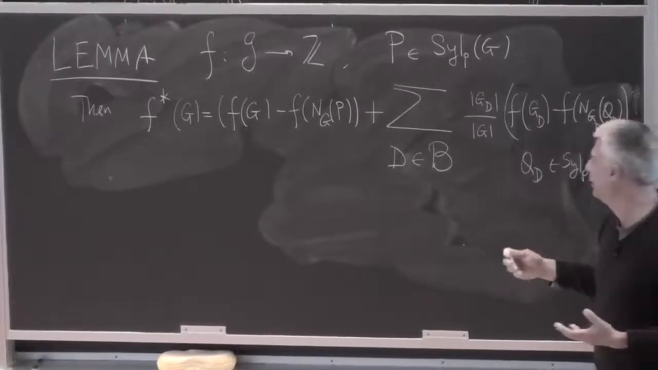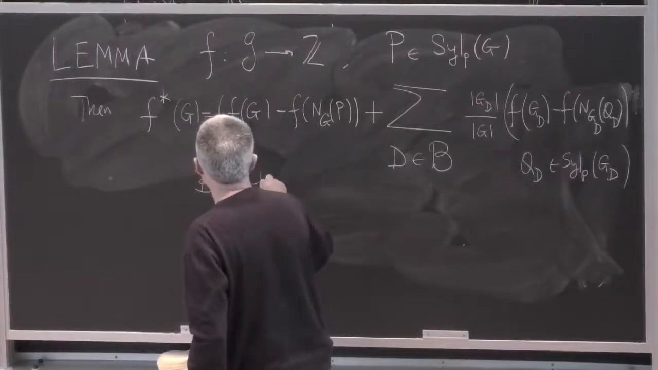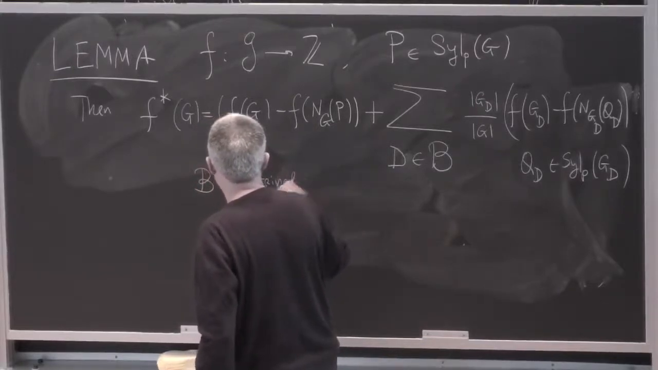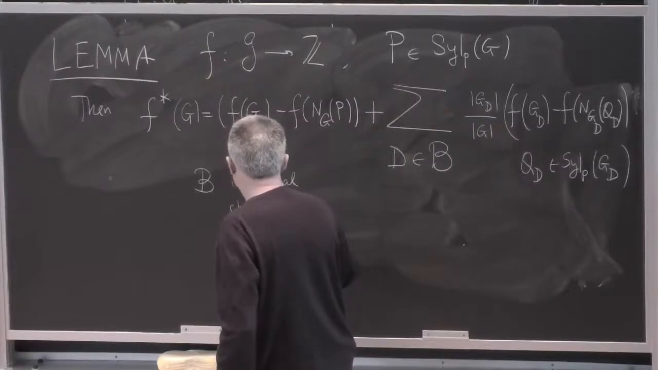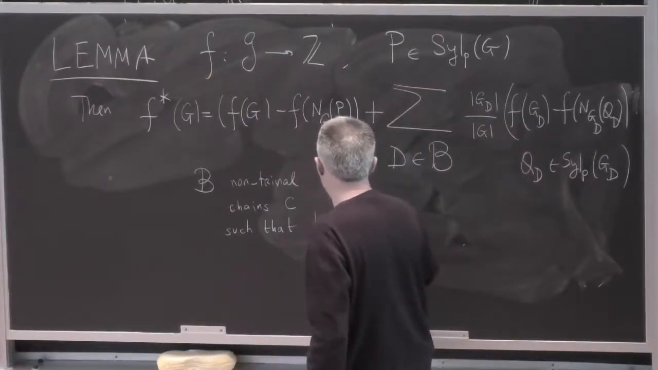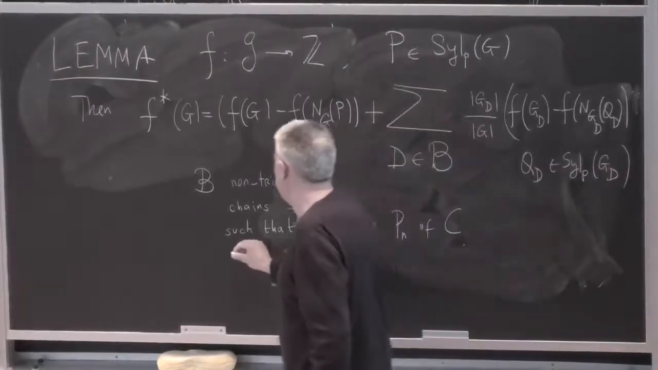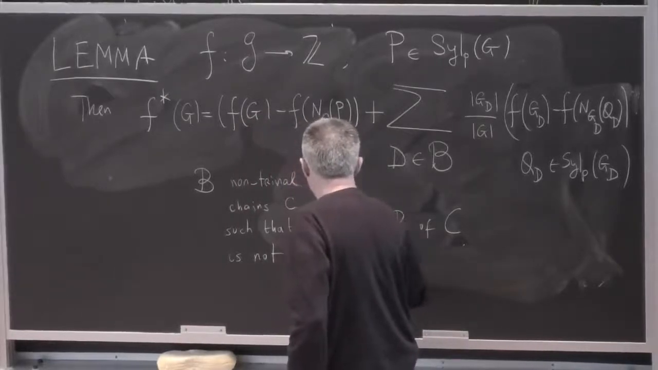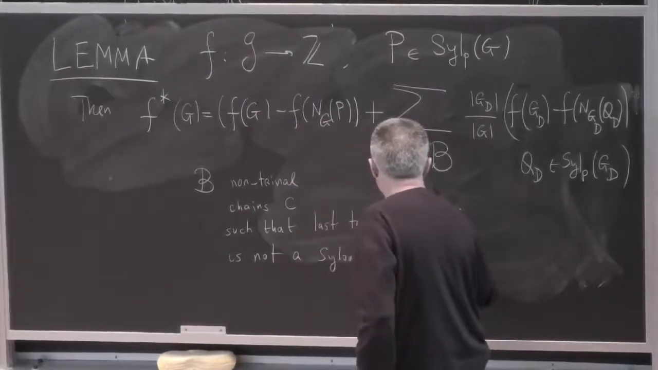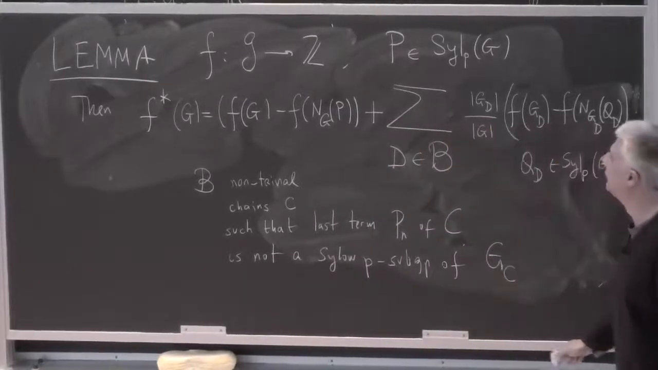So what is B? B is simply non-trivial chains C such that the last term, Pn of C, is not a Sylow P of GC, of the stabilizer.